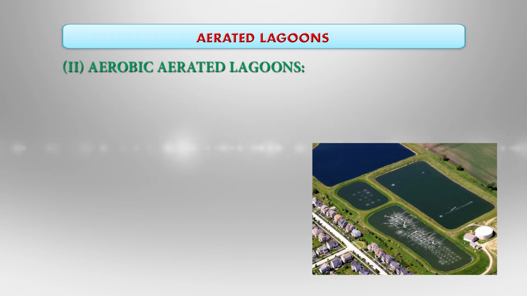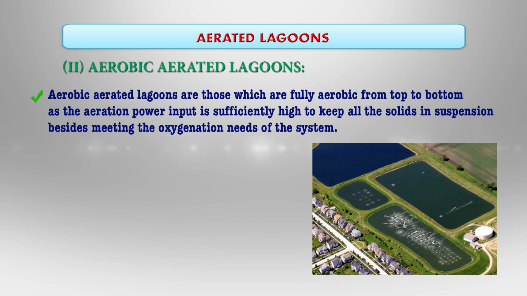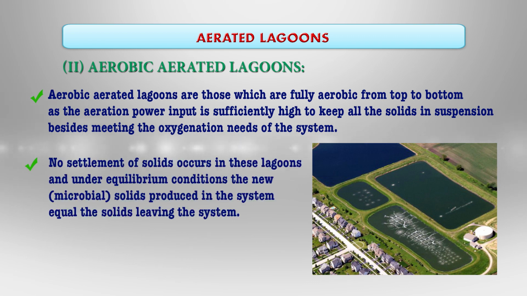And aerobic aerated lagoons are fully aerobic from top to bottom, because the aeration power input is sufficiently high to keep all the solids in suspension besides meeting the oxygenation needs of the system. So no settlement of solids occurs in these lagoons, and under equilibrium conditions the new solids which are produced in the system are equal to the solids leaving the system. So there is a 100% equilibrium.